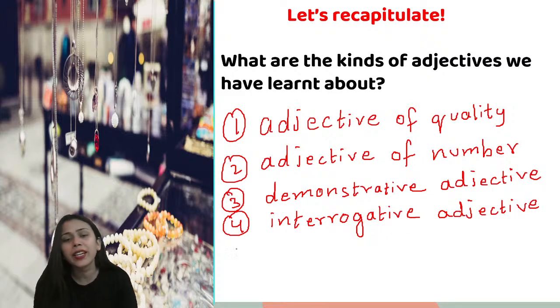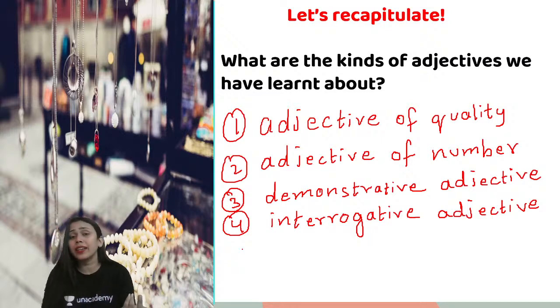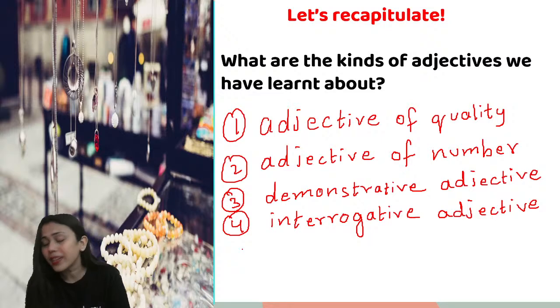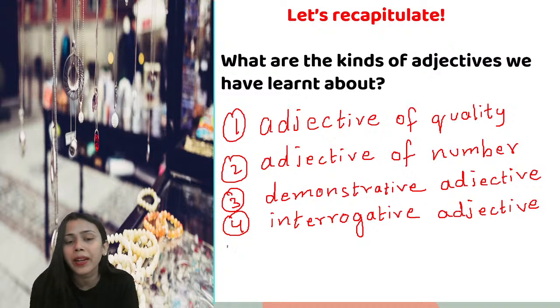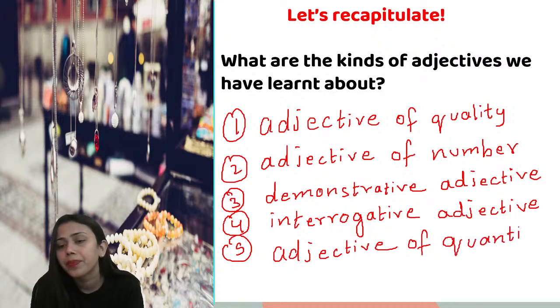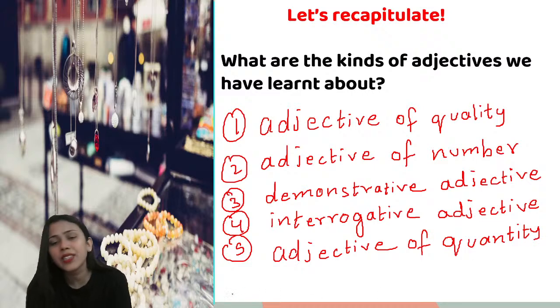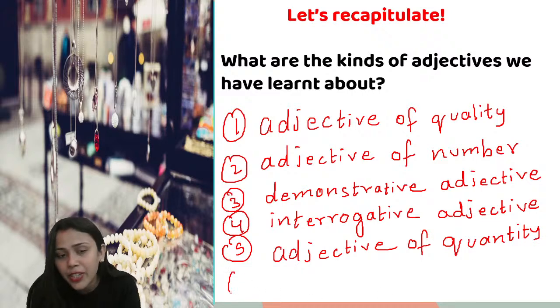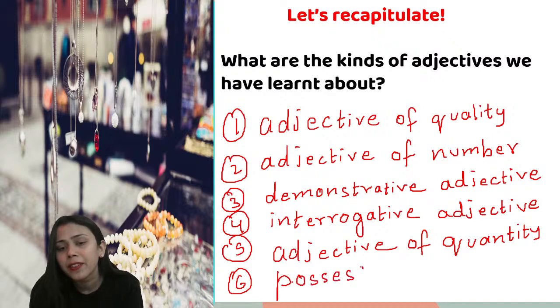Then proper adjective. Okay, proper adjective we have not done, but yes, that is one of the kinds of adjective that I agree. Now what else we learned here? और हमने कौन सा पढ़ा था? Number 5 was adjective of quantity we had learned. What else we had learned? Possessive adjective.